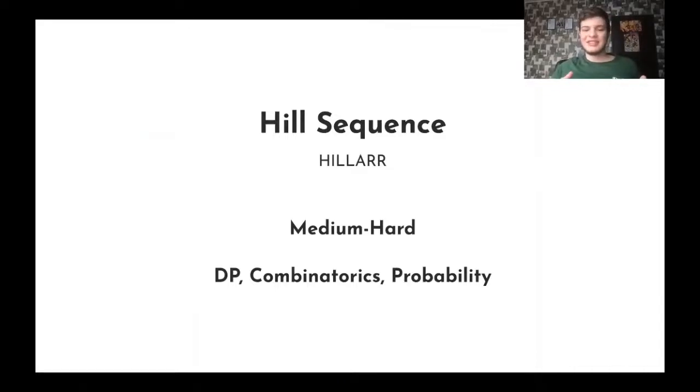This time it was like the cook-off and the problem was called hill sequence. It was medium or like hard. It wasn't very hard, but it requires some combinatorics and dynamic programming and maybe some probability, although it's not necessarily needed to know a lot of probability. Basically you just need to know the definition of expectation.